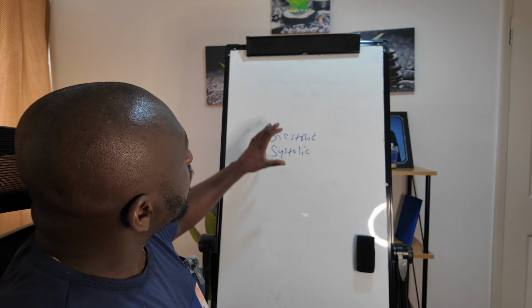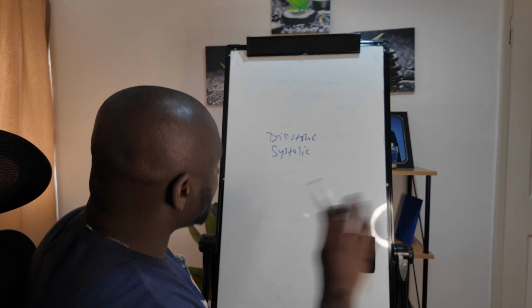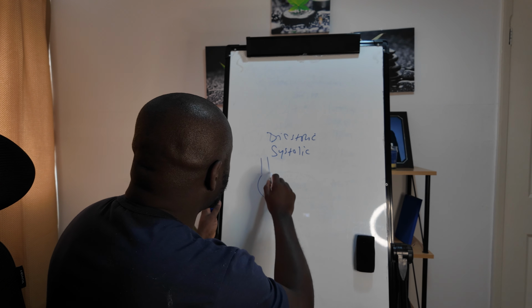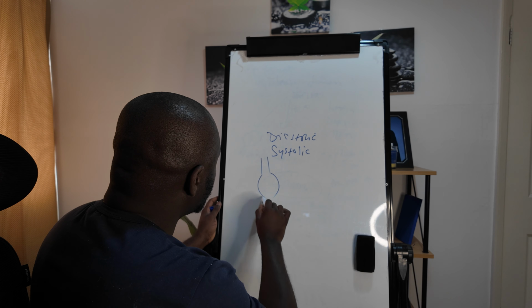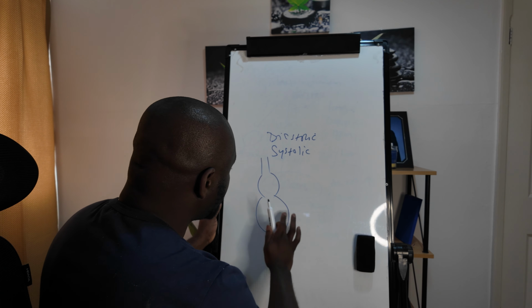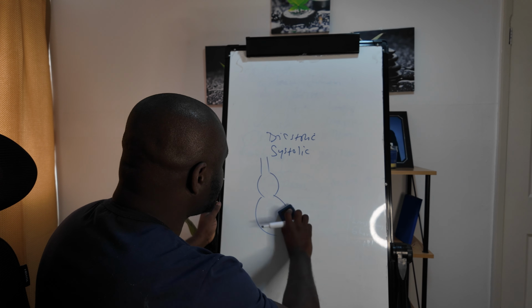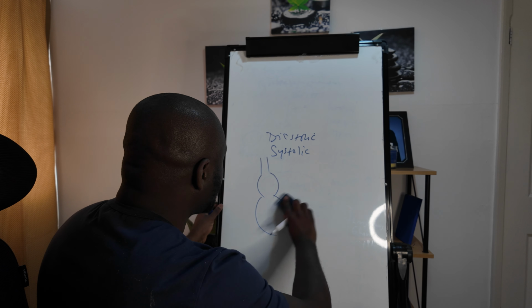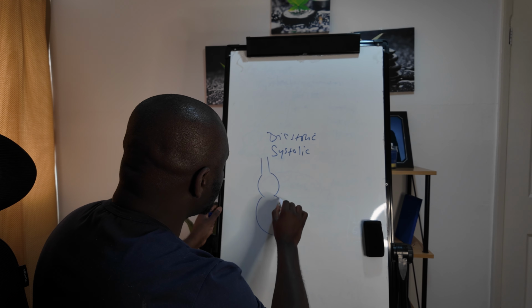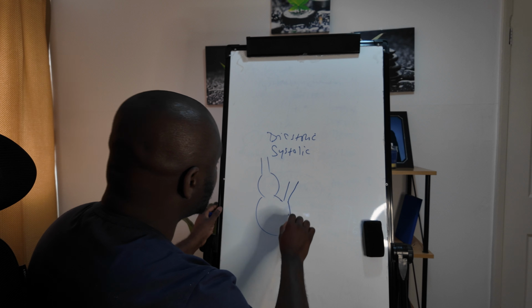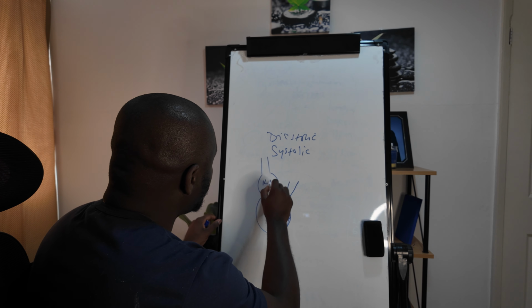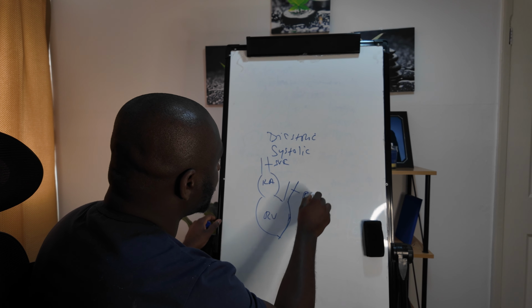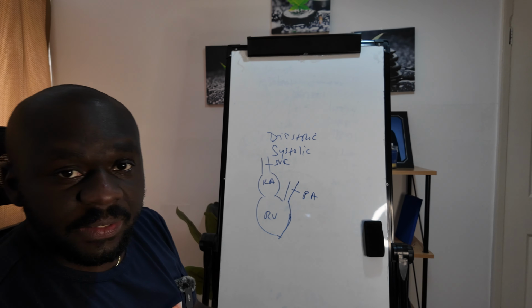Let's proceed. Now, diastolic murmurs. If I sketch the heart, let's assume this is the superior vena cava, and this is our right atrium, and this is the right ventricle, and let's say this is our pulmonary. So this is our right atrium, our right ventricle, our superior vena cava, and this is our pulmonary artery or the pulmonary trunk. Let's look at that.